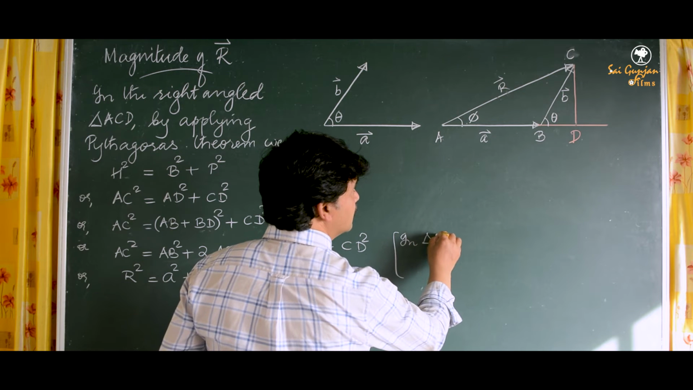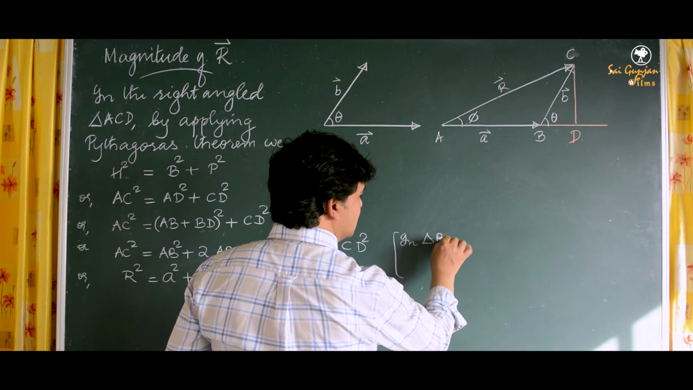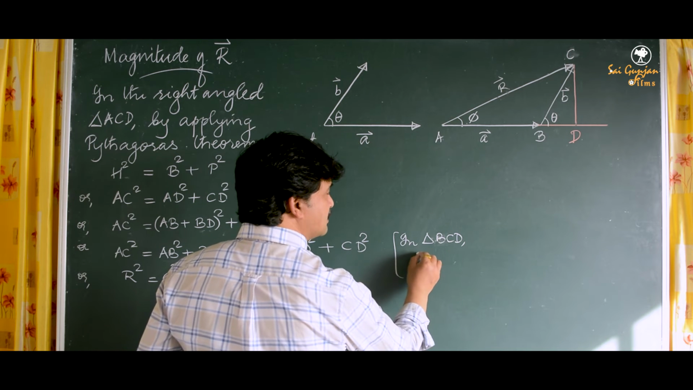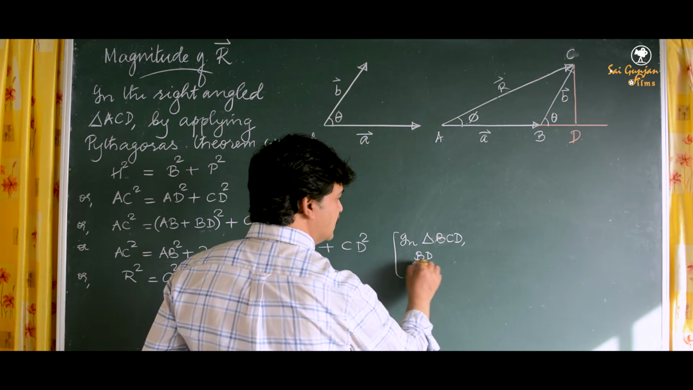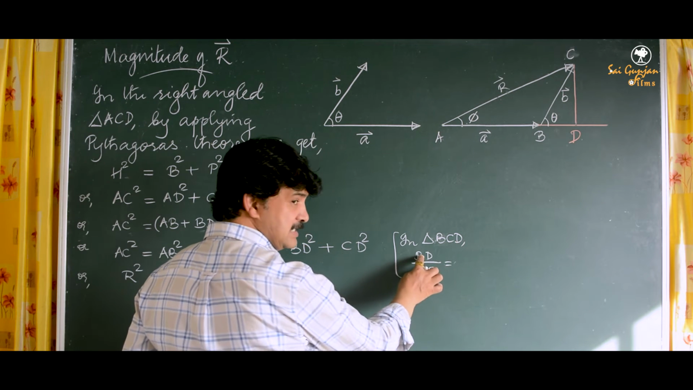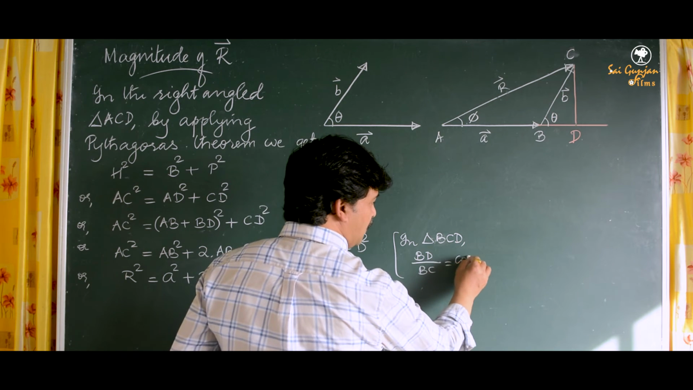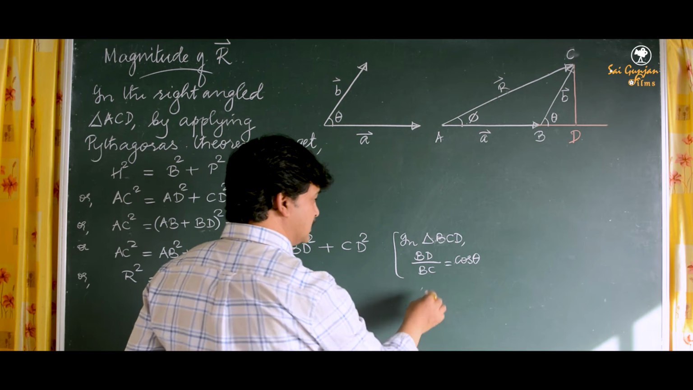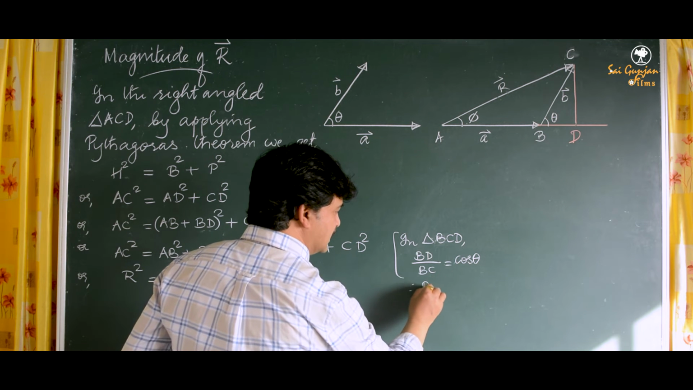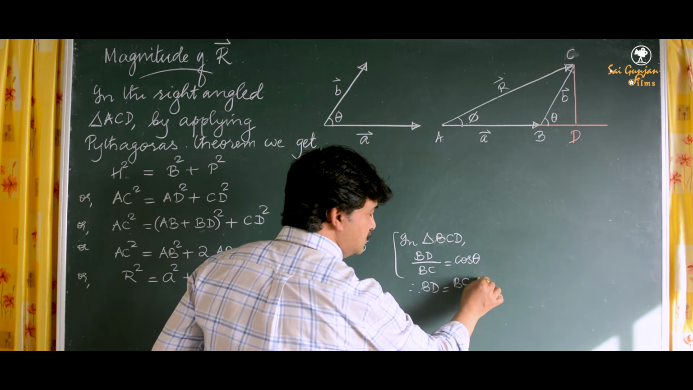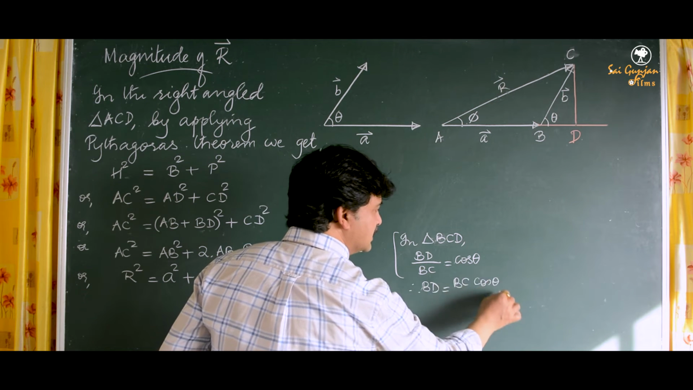So in triangle BCD, base means BD, hypotenuse means BC. So base by hypotenuse is cos, and the angle out here is theta. That's why when you cross multiply, you get this. BD equals to this into this, which is BC into cos theta.